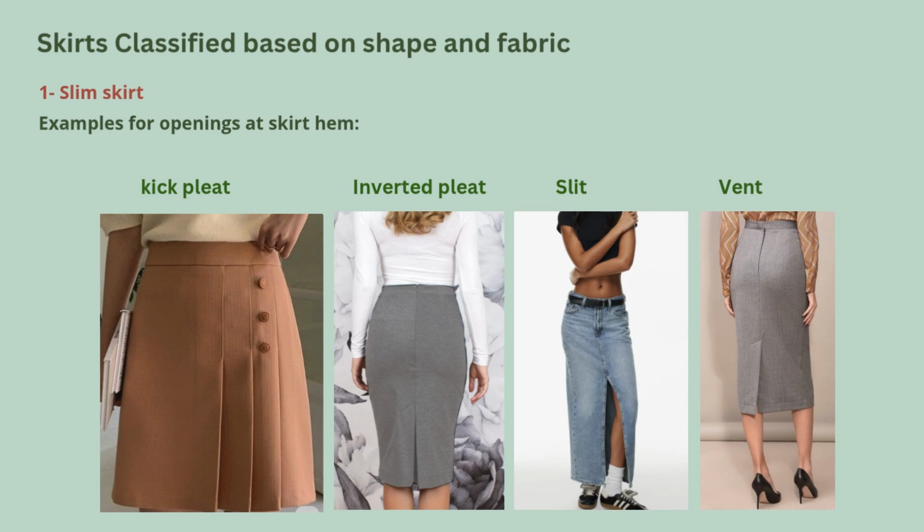In this slide, you can see some examples of openings added to the bottom of a slim or narrow skirt for ease of movement. The first one is kick pleats. As you see in this skirt, the folded part is on one side of the garment. The next one is inverted pleat. As you see, the edges of the pleat are meeting each other and the folded part is inside the garment. The next one is a slit on a denim skirt. And the last one is vent. As you see at top of the vent there is a slant top stitch which helps keeping the overlap part of the vent together.